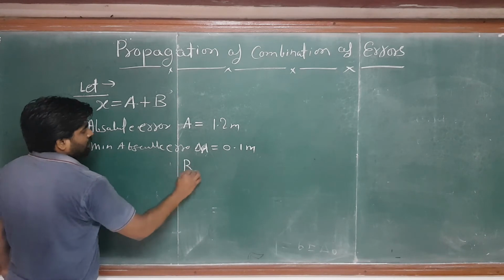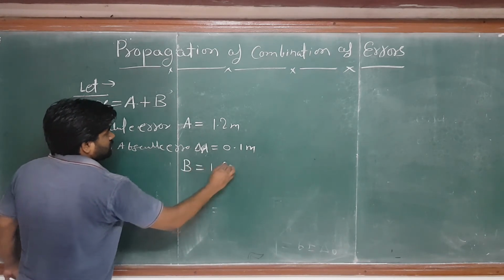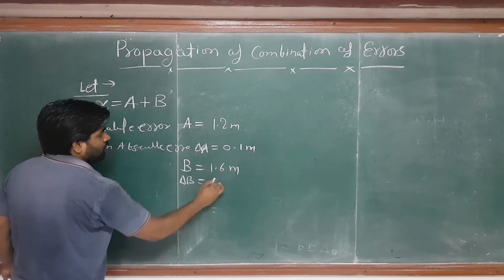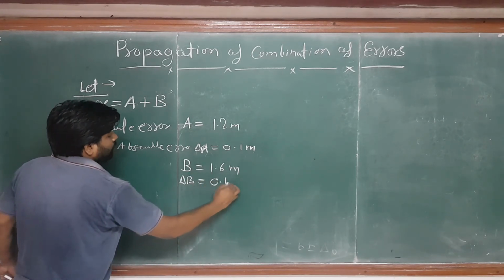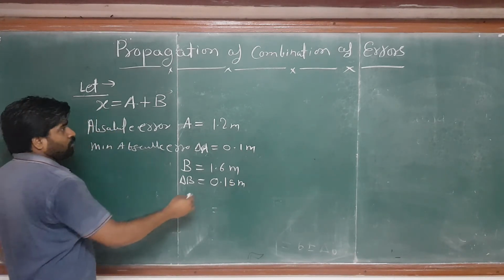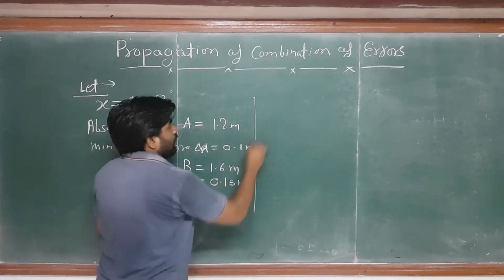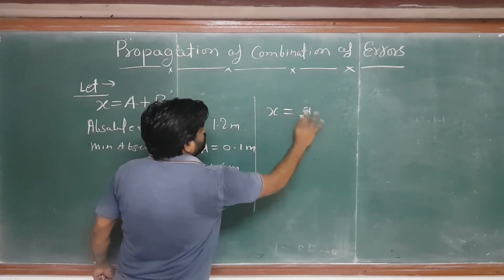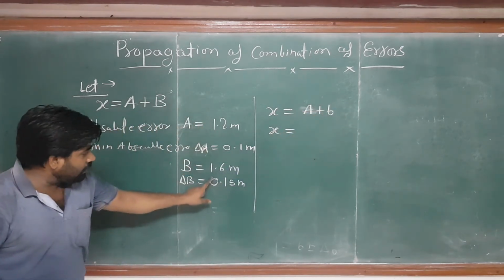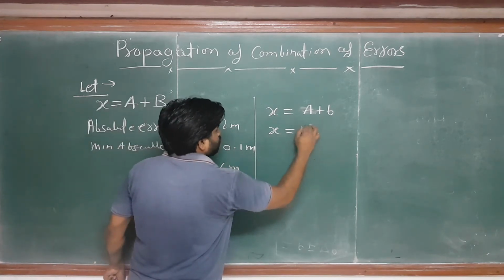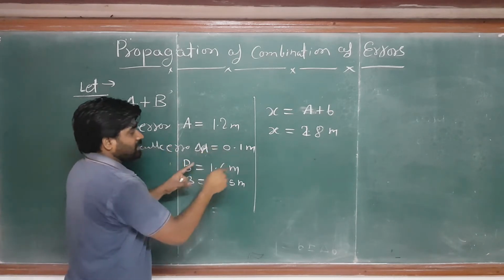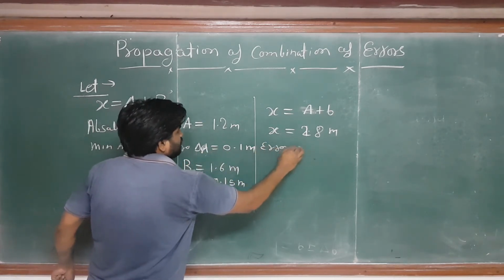Similarly for b, that is equal to 1.6 meter, and for the del b, it will be given in the question, 0.15 meter. Now you have to find the x. Then which formula will you apply? You will write x is equal to a plus b. It is 1.2 and 1.6, so 2.8 meter will come, and then the errors of x would be del x.